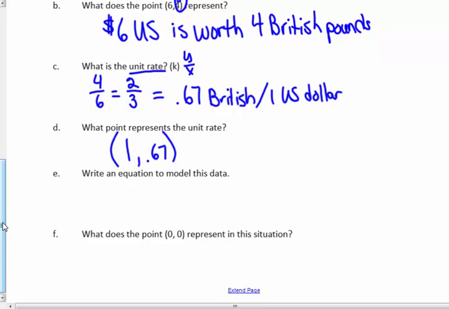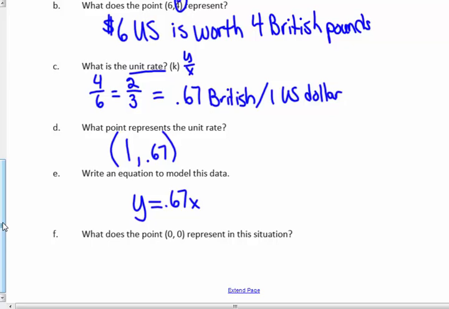Write an equation to model this data. Okay. The general formula is y equals kx. Well, I know what k is. Y equals 67 hundredths x.